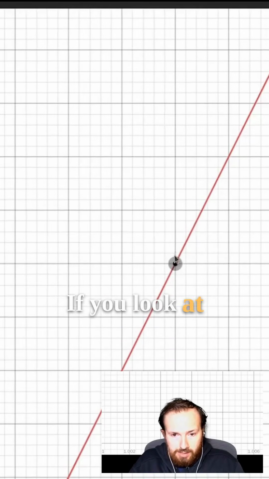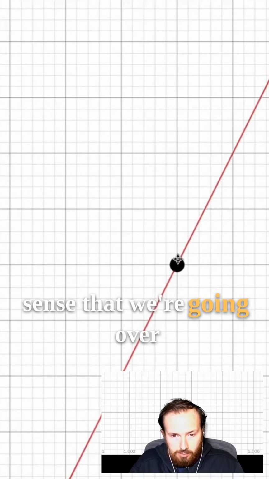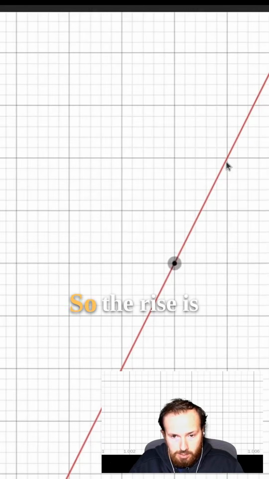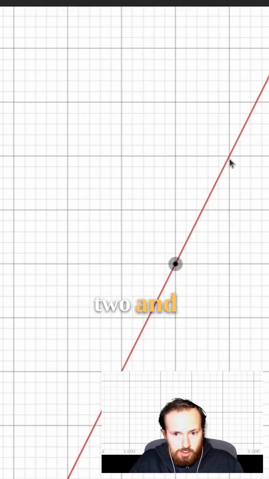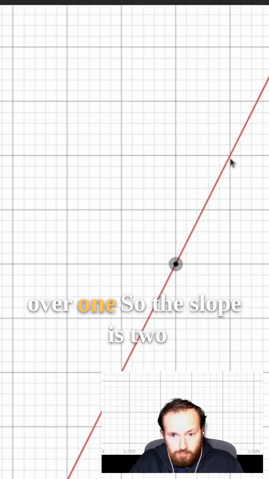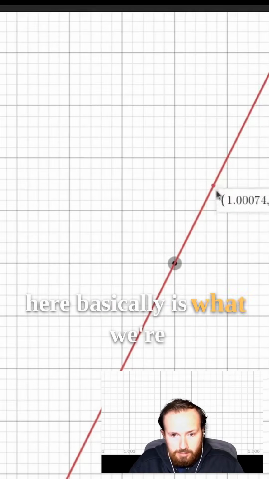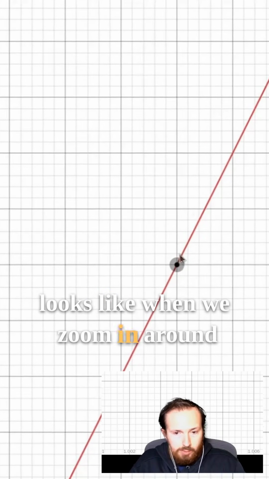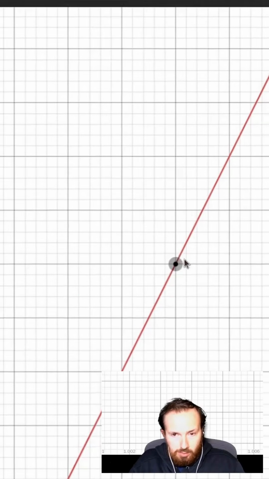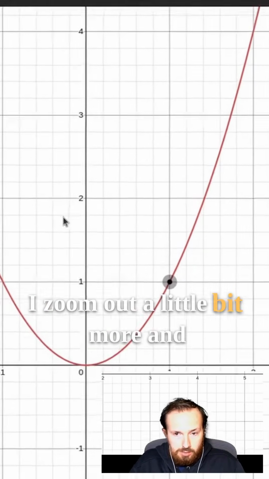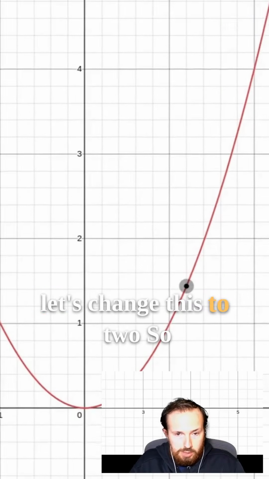If you look at this, doesn't it make sense that we're going over 1 square and we're going up 2 squares? So the rise is 2 and the run is 1. Rise over run is slope, 2 over 1. So the slope is 2 here, basically, is what we're saying. For y equals x squared, it looks like when we zoom in around the point 1, 1, the slope is 2.